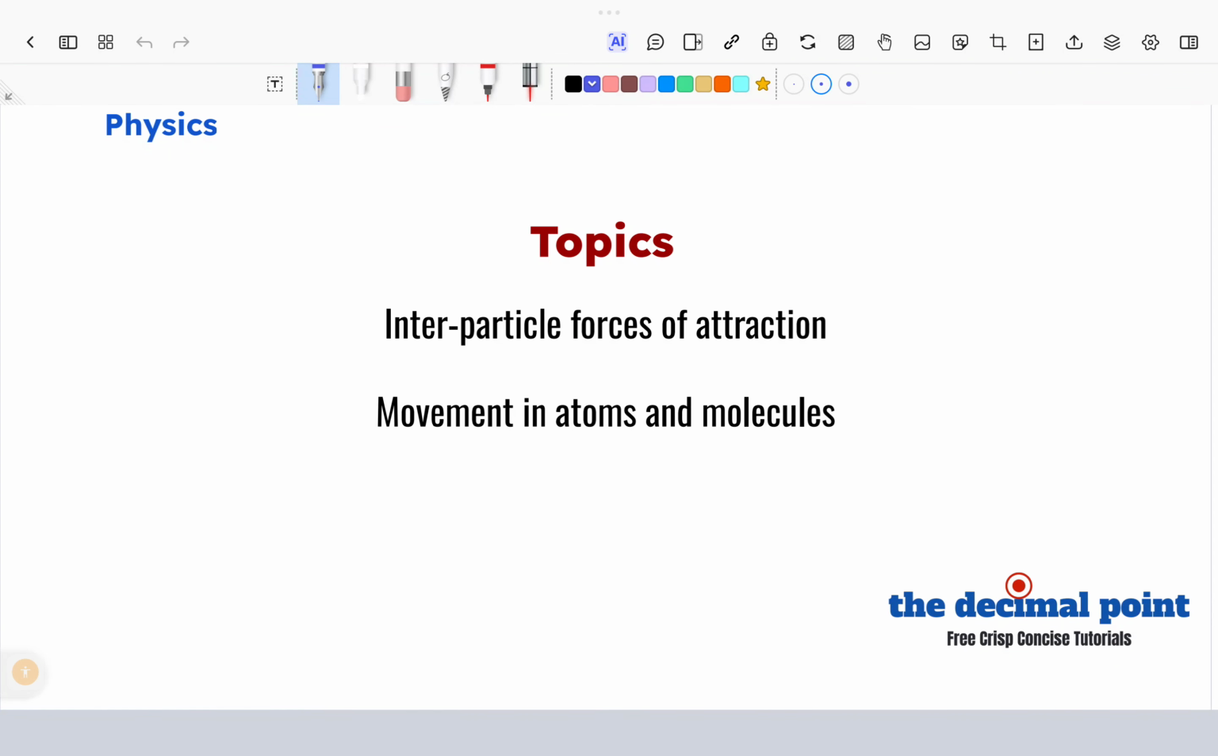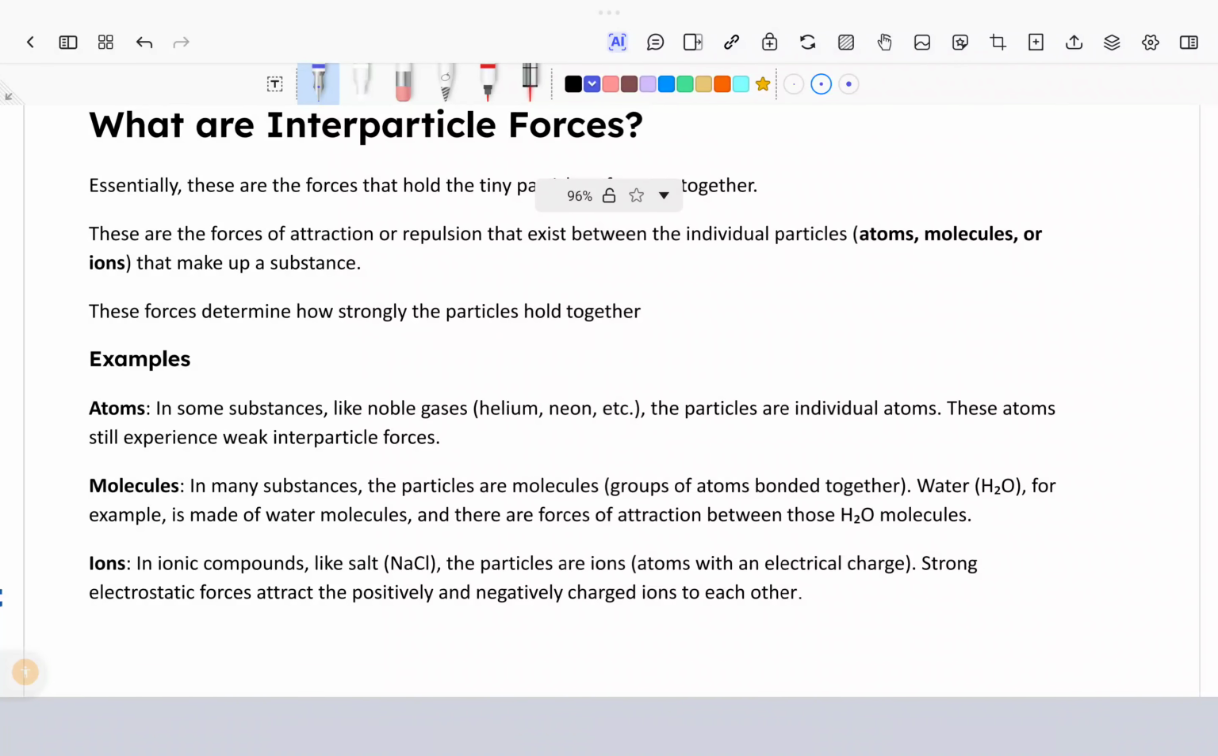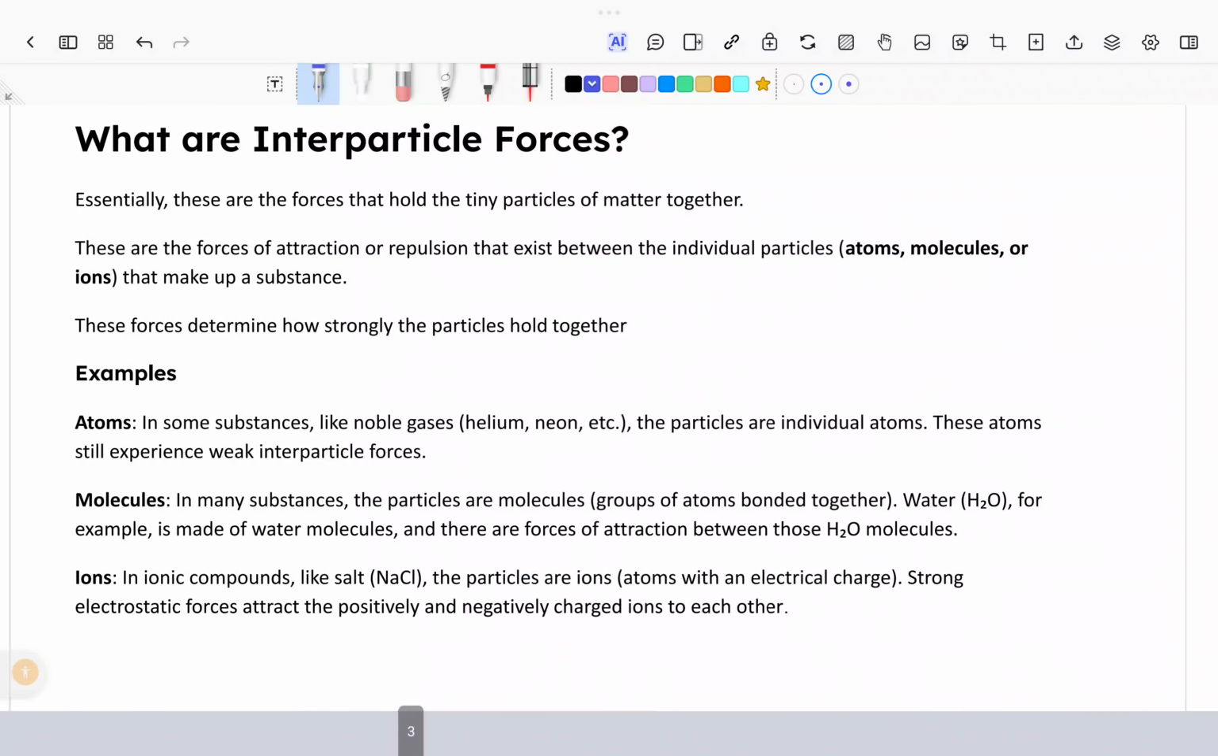In this lecture, the topics I'll be discussing would be interparticle forces of attraction and movement in atoms and molecules. So, let's try to understand what are interparticle forces. Essentially, these are the forces that hold the tiny particles of matter together.